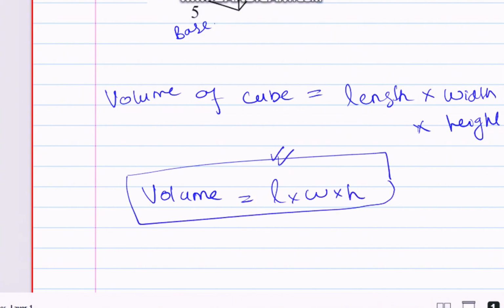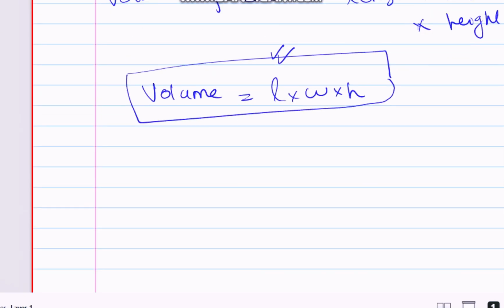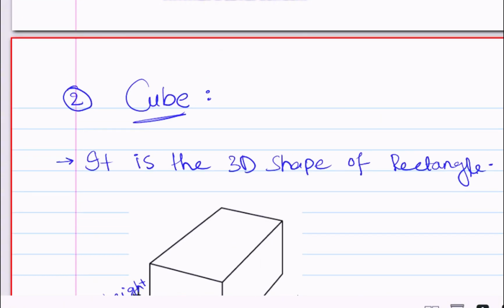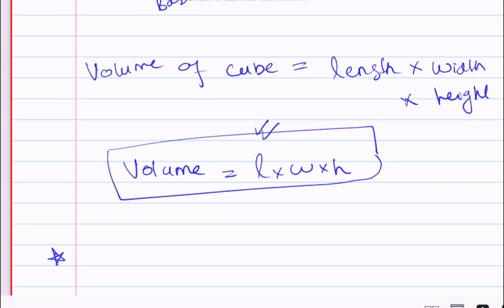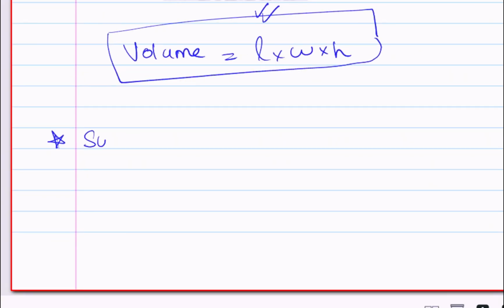Now students, I told you we are studying 3D shapes. In 3D shapes there is surface area. In this case the surface area is important, not just the area. If someone asks you about the area, then this automatically means that someone is talking about the surface area. Now what is the surface area of the cube?